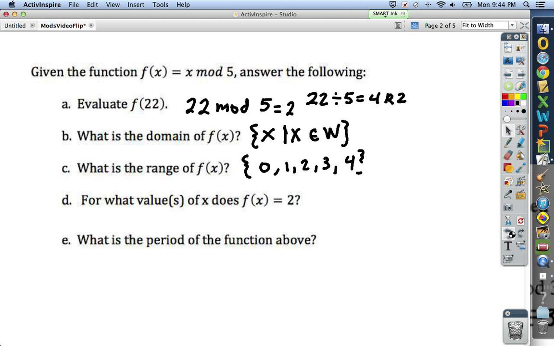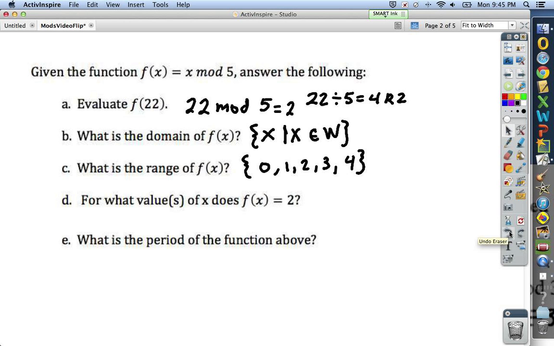You could not have a remainder of 5 because that means it would just be divisible by 5, and it would revert back to a remainder of 0. For example, 15 divided by 5 has a remainder of 0. So the range is always going to be the number written after the mod minus 1. It would be 0 up to that number.